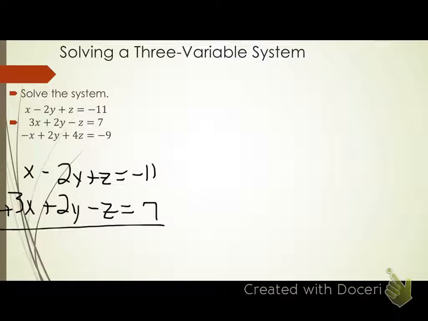So x plus 3x gives me 4x. The y's are eliminated. What's z plus negative z? They get eliminated too, don't they? What's negative 11 plus 7? Negative 4. Does everyone see that?